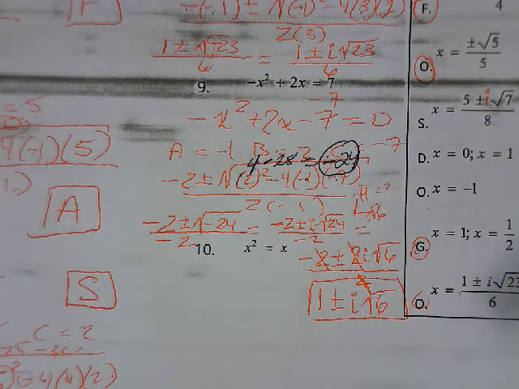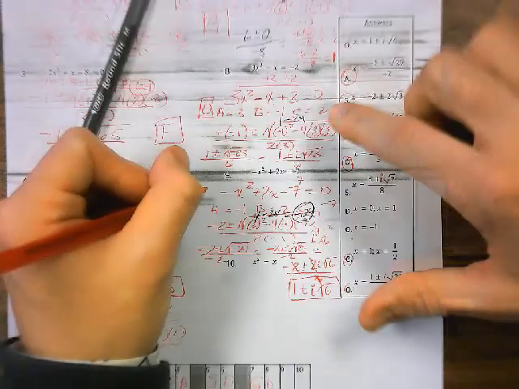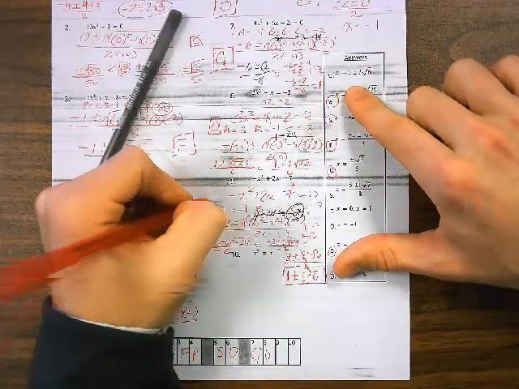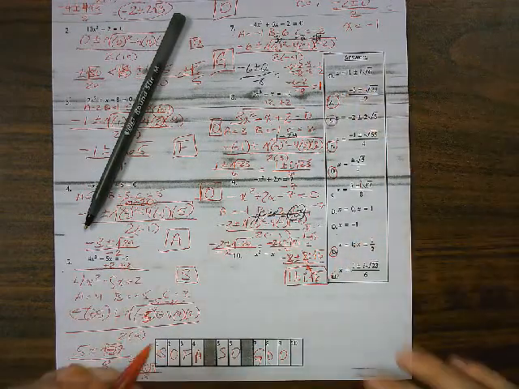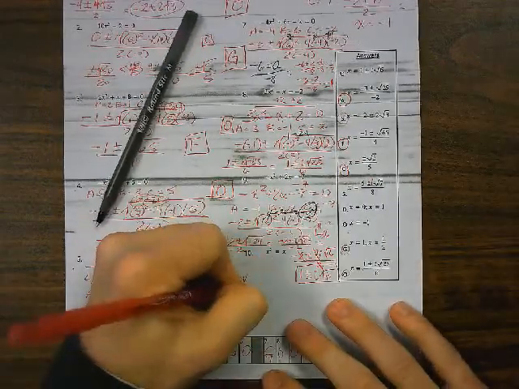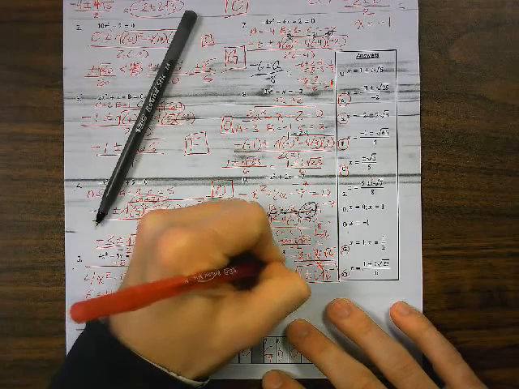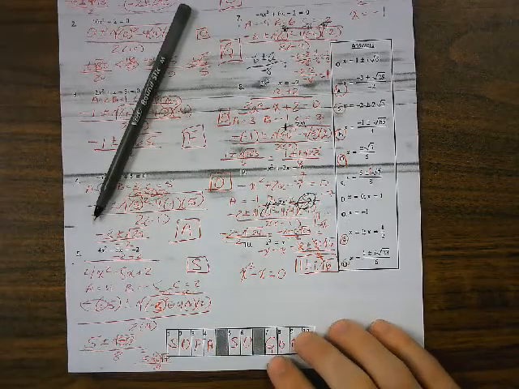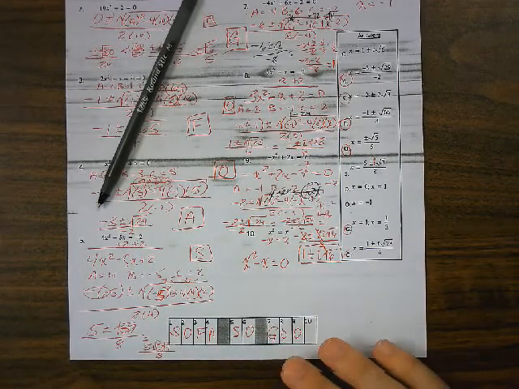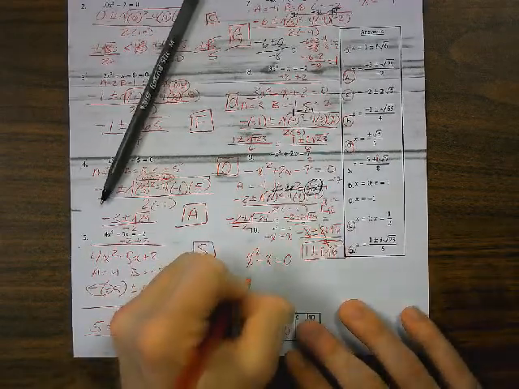Okay, number 10, we're going to use a little shortcut here. We're going to subtract x from both sides. Remember, this equals 0. And we're going to use traditional factoring on this. We're going to factor out an x, and then we have x minus 1. Let's make sure we did this right. X times x is x squared. X times -1 is -1x. So we see the same thing here.